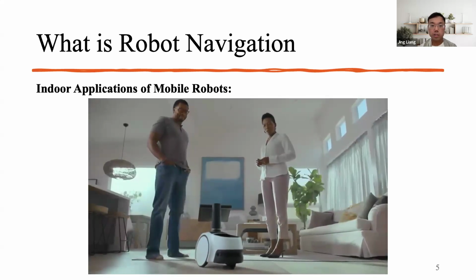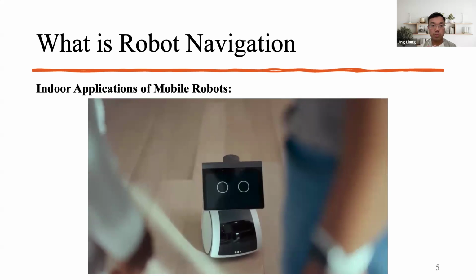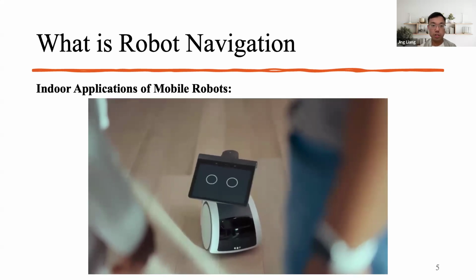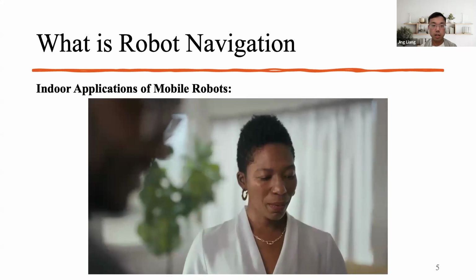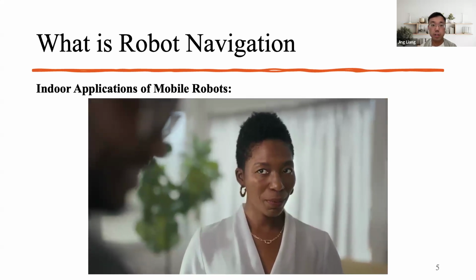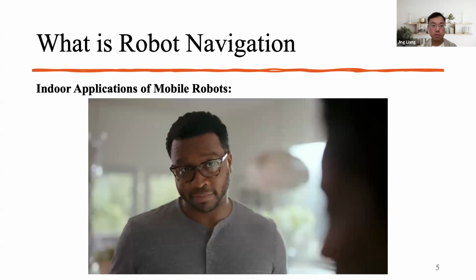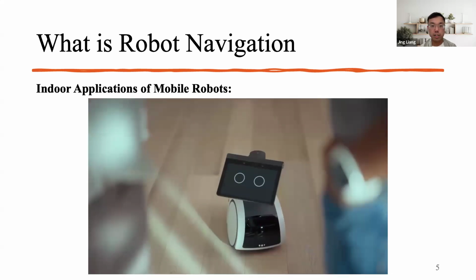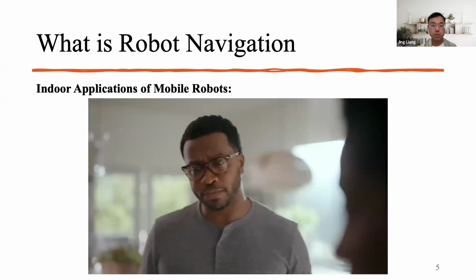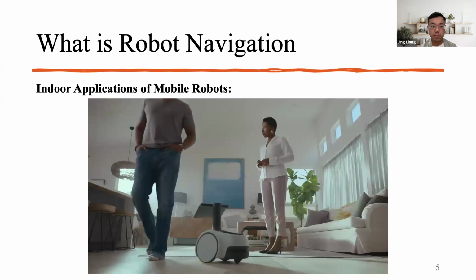What are we gonna do with a robot? Well, Amazon created a product called Astro to do these tasks, for home surveillance and entertainment applications, and also to follow me.